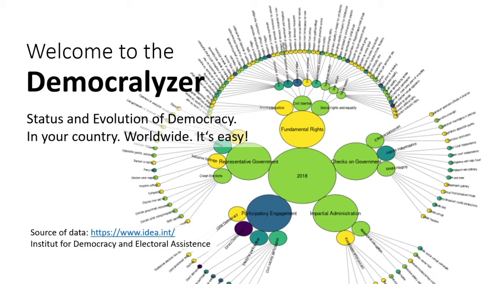The underlying data are coming from the Institute for Democracy and Electoral Assistance. On their website, you can learn about the methods for data collection and analysis. You find the link and some background information also under the About tab of the DEMOCRALYZER.